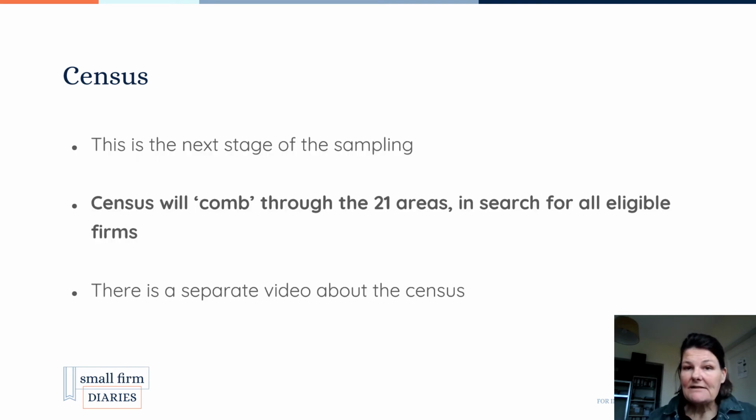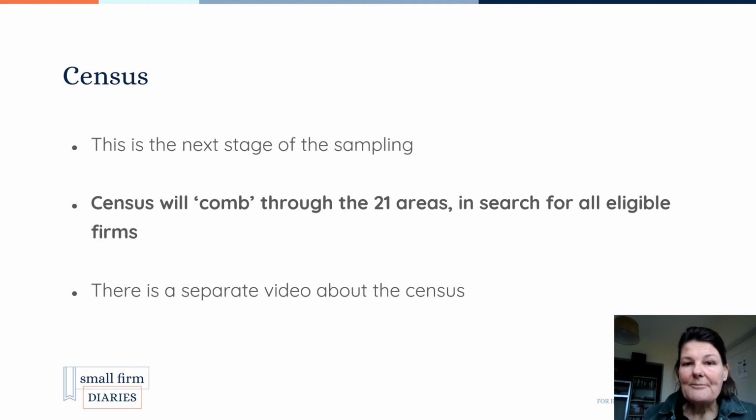So in the census, the study will make a list of all the eligible firms in the selected areas assigned to you. In fact, the census activity will be almost to comb through the areas, block by block, or even house by house, in search of all the eligible firms. You will get a very detailed explanation of how you will be doing that. There's a separate video on the census.